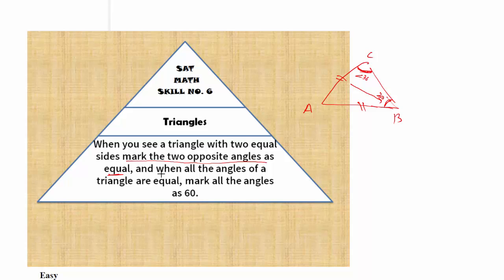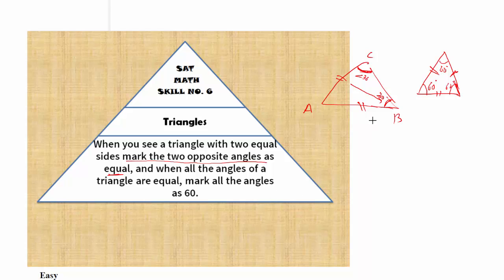And the second thing is, when all the angles of the triangle are equal, mark all the angles as 60. Well, it's obvious, but there's one more thing here. If you have a triangle with all the sides equal, it's called an equilateral triangle, and that means all the angles will be equal and they'll be 60, 60 and 60. So you can directly write 60, 60, 60 if you have an equilateral triangle with all the sides equal.